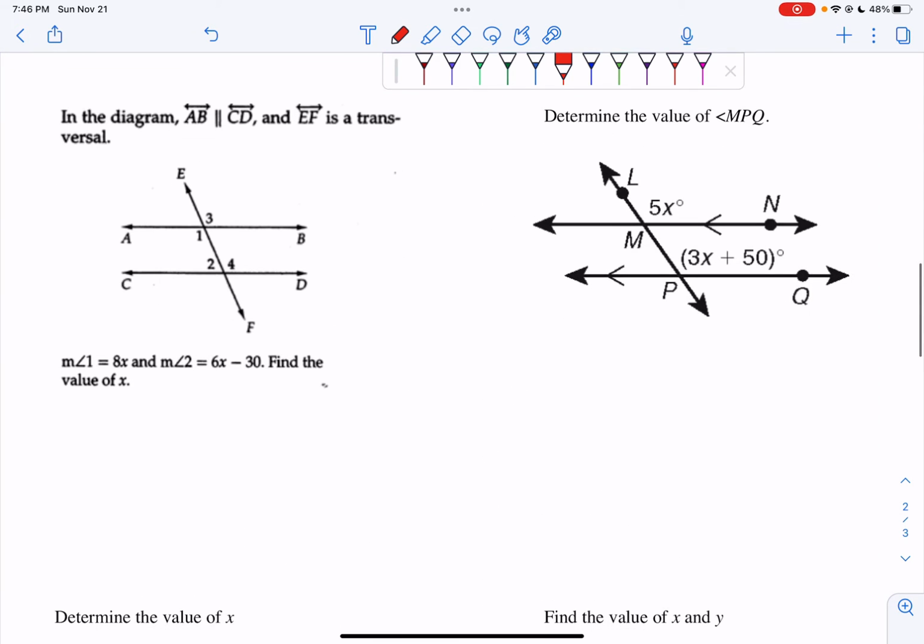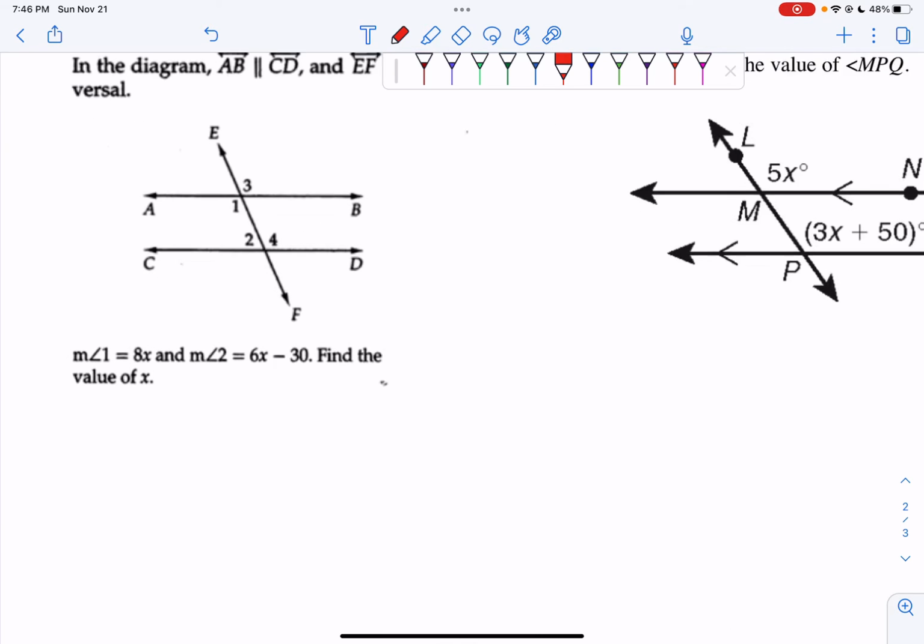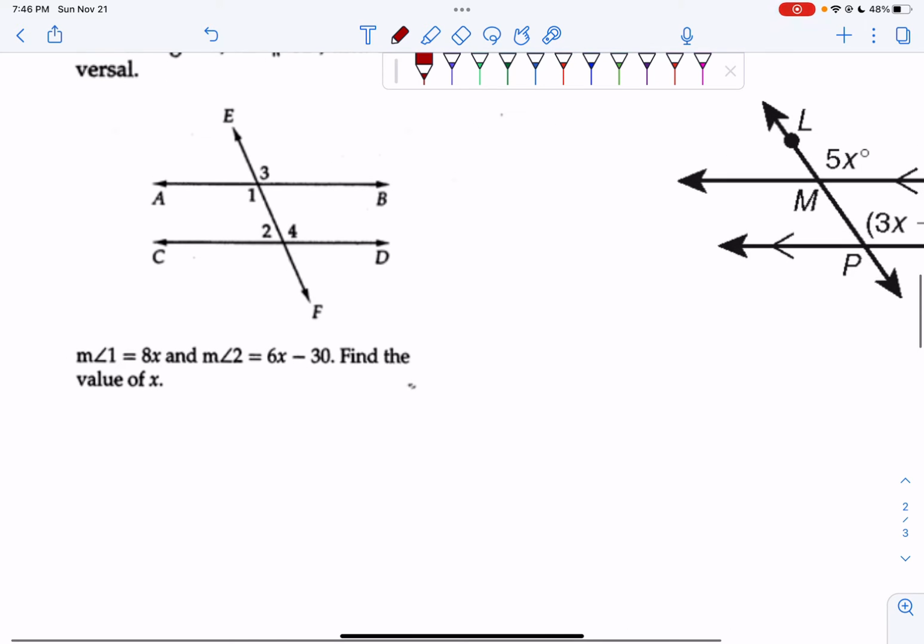In the diagram below, AB is parallel to CD, and EF is a transversal. If I look, it says the measure of angle 1 is 8x, and the measure of angle 2 is 6x minus 30. If we look, angle 1 and angle 2 are same side interior angles.